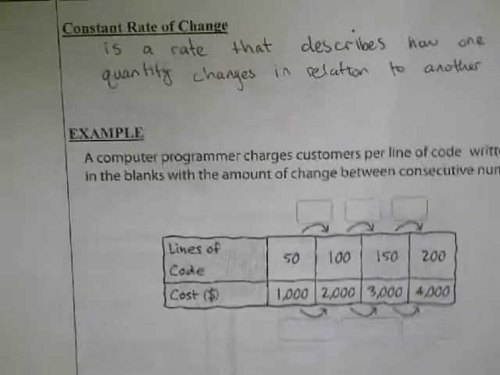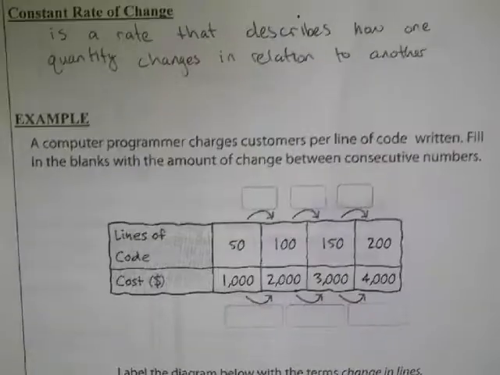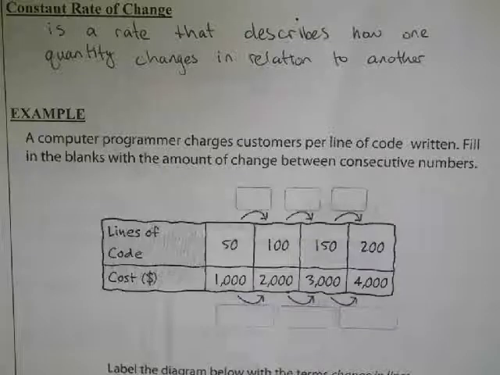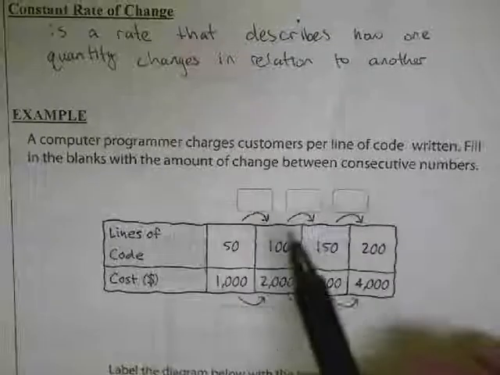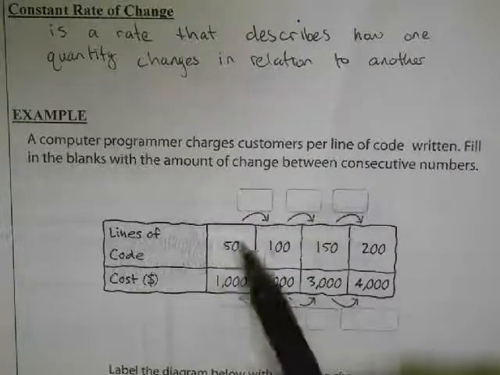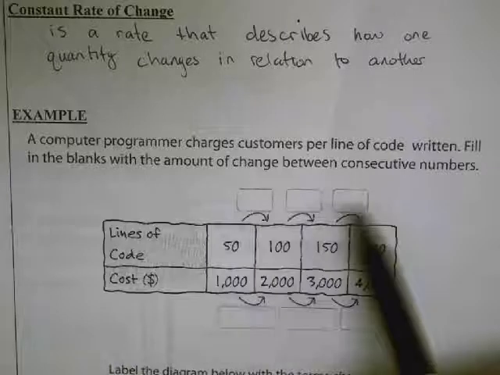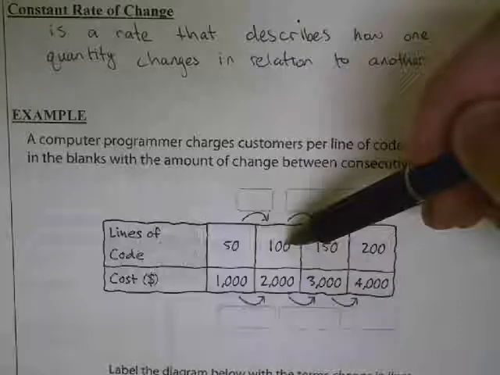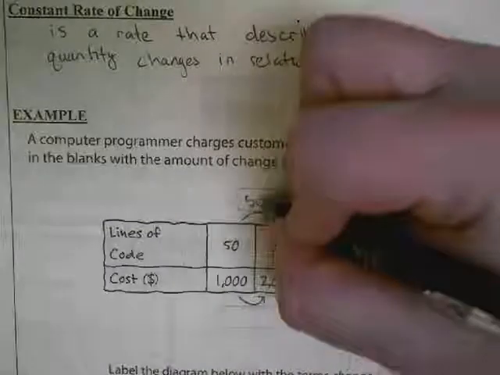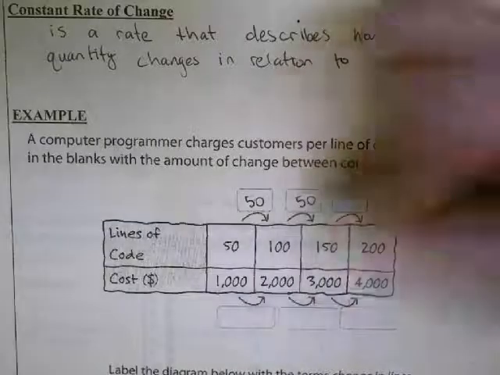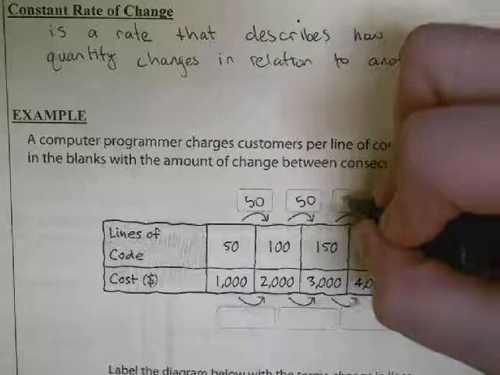So let's look at our example. A computer programmer charges customers per line of code written. Fill in the blanks with the amount of change between consecutive numbers. For it to be a constant rate of change, we'd have to see that each change from the boxes on top are the same, and then we want all our boxes on the bottom to be the same. So from 50 to 100, how much does it change? It changes 50. Then from 100 to 150, you have to go another 50. Then from 150 to 200, we go another 50.